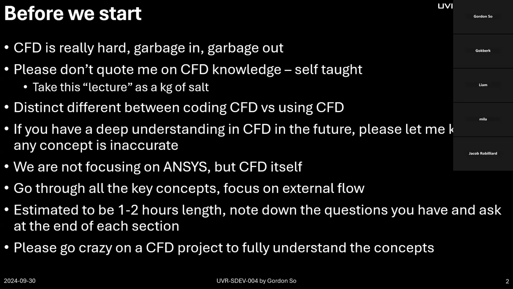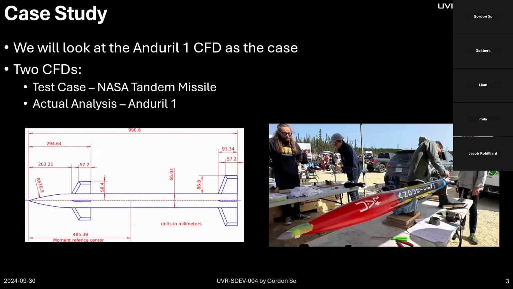Last thing, please go crazy on a CFD project to really understand what the technology is, the theory, and how to choose proper settings. We'll also cover a case study in this lecture. We'll look at Andrew 1, the most recent rocket that we just launched. It's pretty interesting too because it's a supersonic rocket. More problems occur when you do a supersonic CFD. And we also look at a test case with the NASA missile. That is a really well-studied geometry that we look at because it's so well-studied. It gives you wind tunnel data, so it's a really, really good reference.